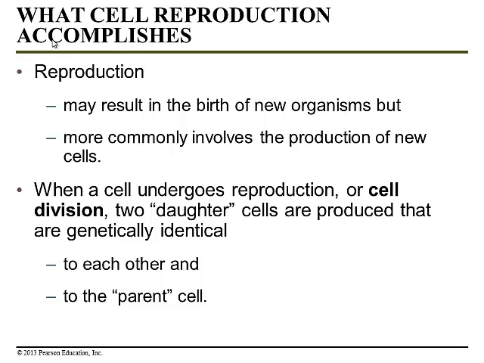Cell reproduction. Why do we do it? Why do you do it? You're doing it right now. Yeah, to replace dead cells. And then we also produce special cells to make new members of our species as well. These are two separate cases, and we'll talk about the difference between one and the other. But reproduction may result in the birth of new organisms, but most commonly involves the production of new cells.